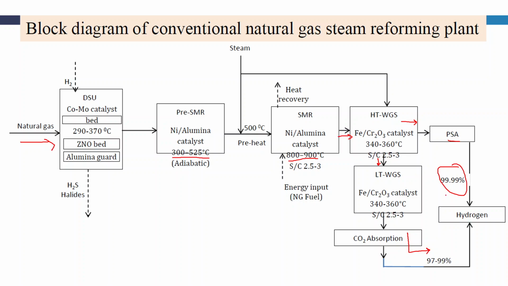And why is hydrogen not absorbed? Because hydrogen is very small in size, so it does not get absorbed. It has very high diffusivity. So all the other gases, such as carbon monoxide and carbon dioxide, get absorbed in this pressure swing absorber, leaving behind hydrogen, giving a very high purity of hydrogen.